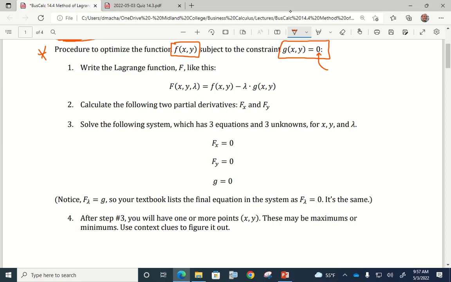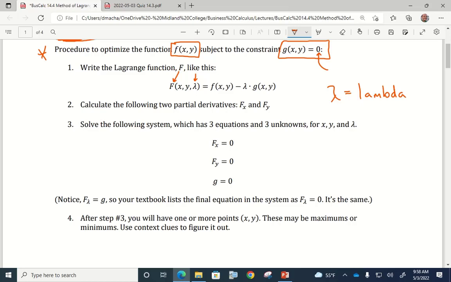Step number 1, we're going to write what's called the Lagrange function. And I'm going to use a capital F to represent the Lagrange function. So my Lagrange function will then be a function of 3 variables, x, y, and lambda. So this shape right here, this is a Greek letter lambda. It's a lowercase lambda. And that's what we're using right here. Anyways, capital F is the Lagrange function.